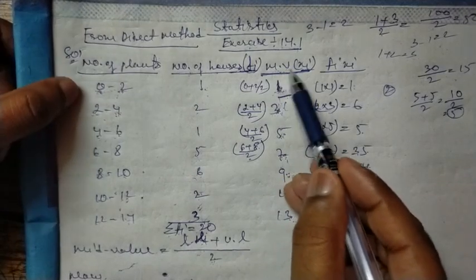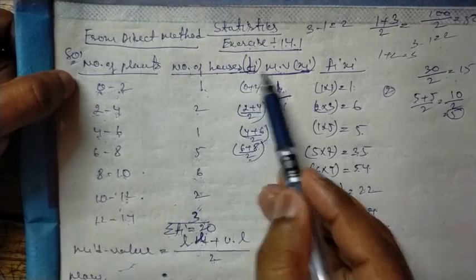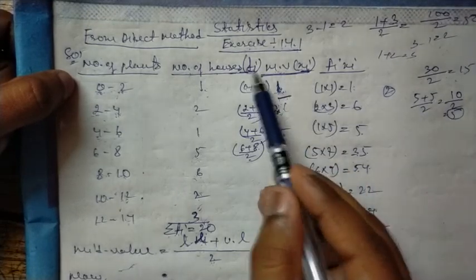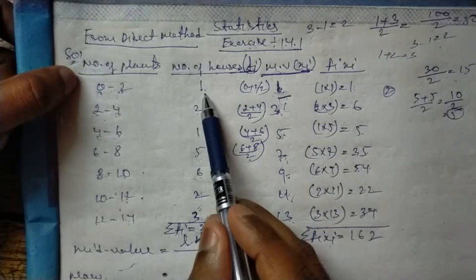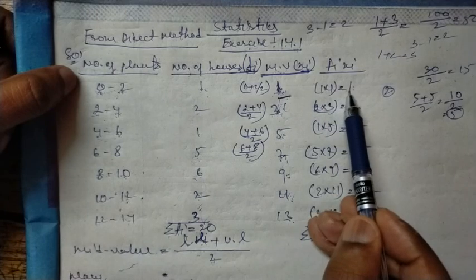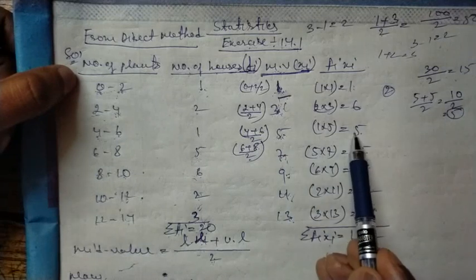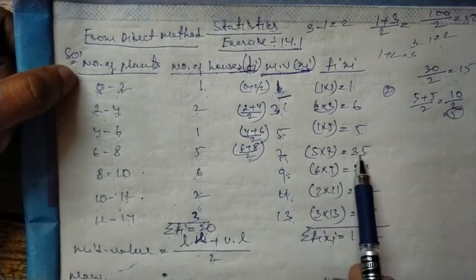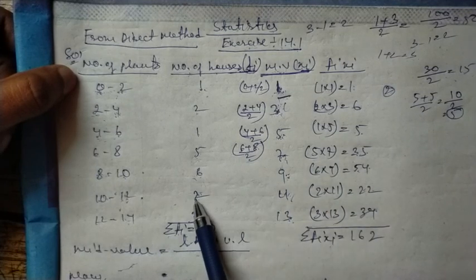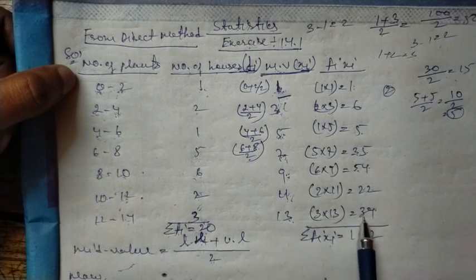After finding the mid value xi, you have to multiply the frequency fi and the mid value xi. 1 into 1 is 1. 2 into 3 is 6. 1 into 5 is 5. 5 into 7 is 35. 6 into 9 is 54. 2 into 11 is 22. 3 into 13 is 39.